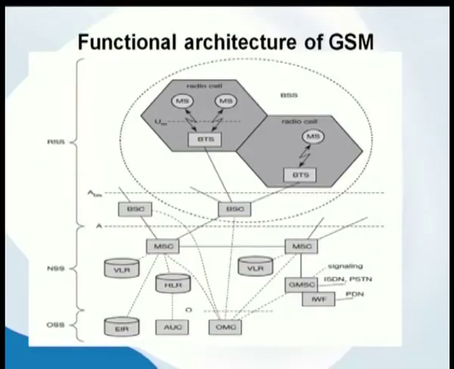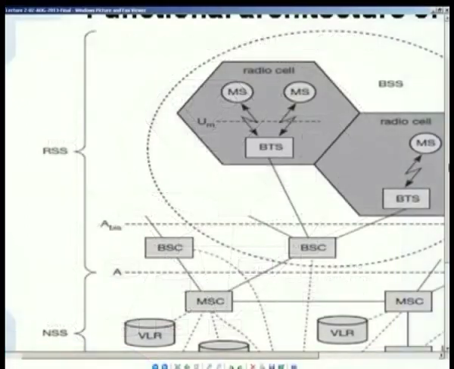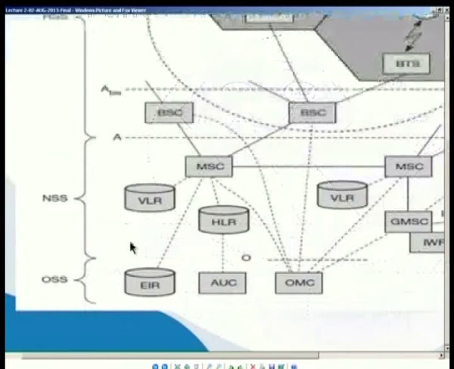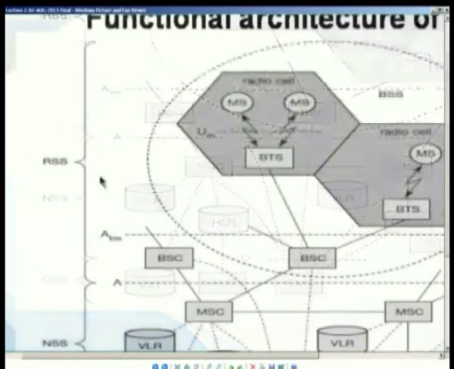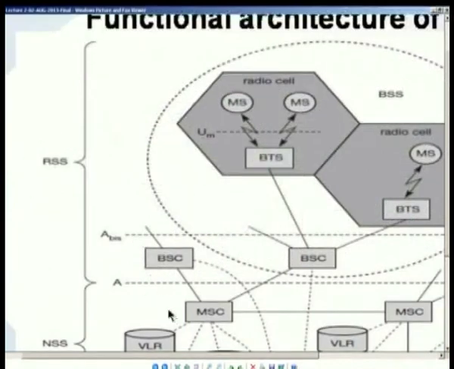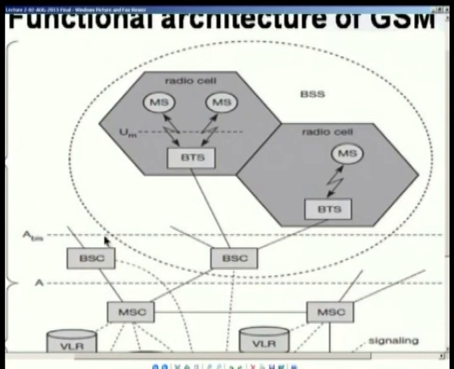This is the overall functional architecture of a GSM network. As I already mentioned, the GSM architecture is divided into three parts. The first part is the radio subsystem, the second part is the network and switching subsystem, and the third one is the operation subsystem. Various subparts belong to the individual subsystems of the entire GSM architecture. Today we will cover what the RSS or radio subsystem is. The radio subsystem contains the BSS, BTS, mobile station, and the Um interface.